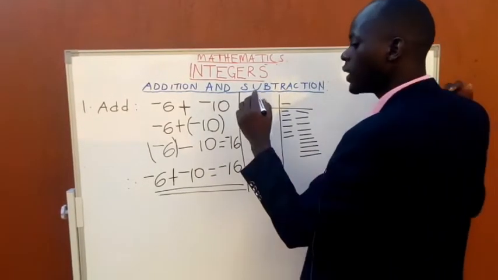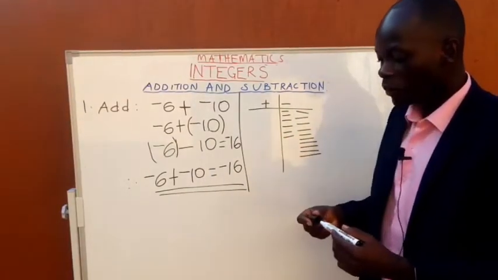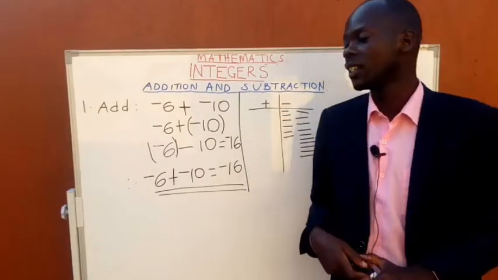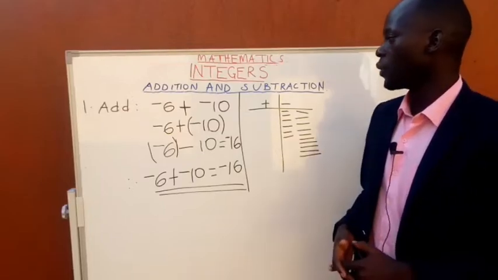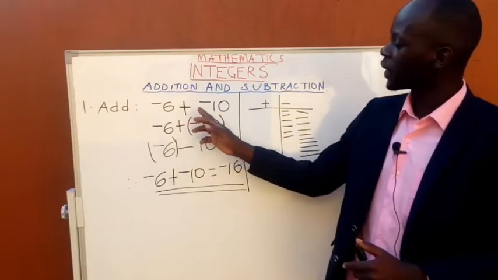I told you that when you have a debt and someone comes to tell you also go and get another debt, your debts will always increase. Negative 6 plus negative 10.